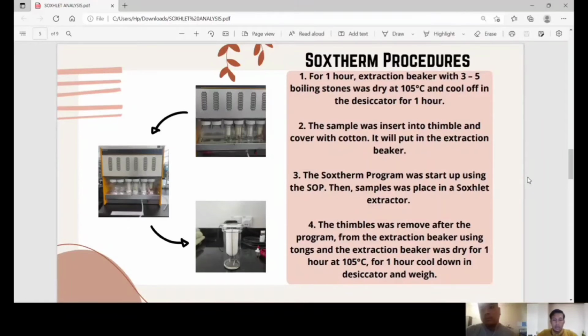Fourth, the thimble was removed after the program from the extraction beaker using tongs, and the extraction beaker was dried for 1 hour at 105 degrees Celsius. Then it was cooled down in the desiccator for 1 hour and the sample weighed. So for the next part is Aidil.